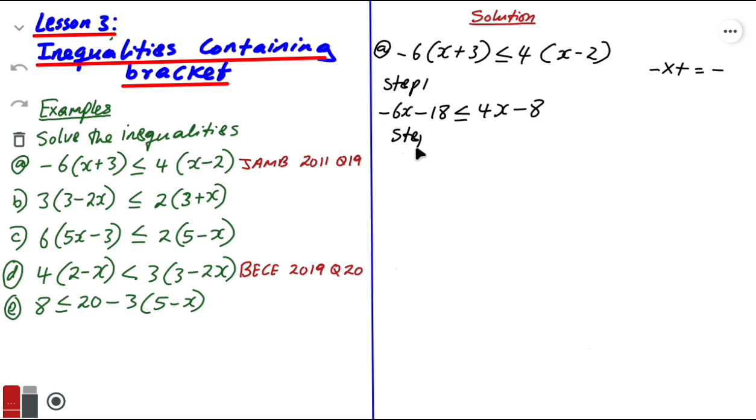Step 2. All you need to do for step 2 is to collect the like terms. Open the bracket, that's for step 1. Step 2, collect the like terms.